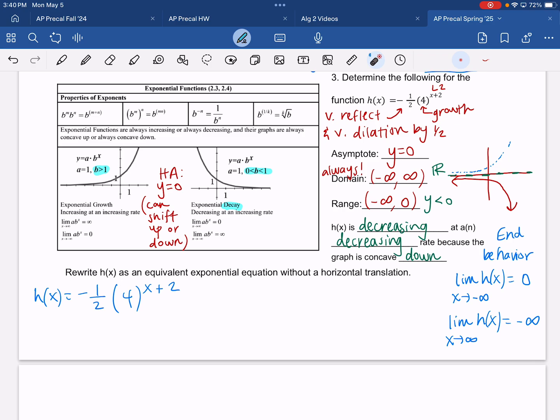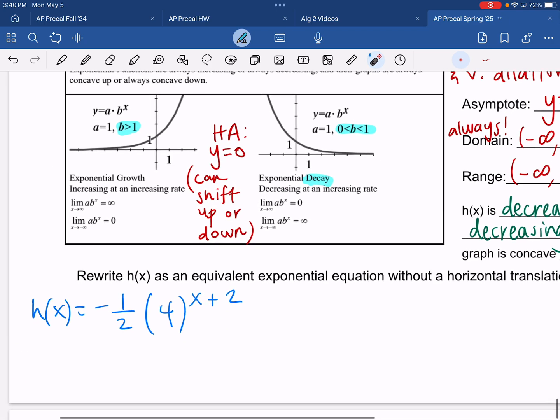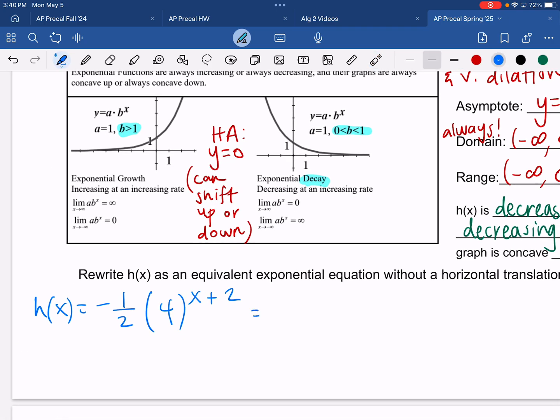So typically, we use exponent rules in order to simplify and combine two separate terms. But technically, I could use this first rule here that states if you have a common base and your exponents have addition in them, I could separate it into two of the same base and separate those exponents out. So let's go backwards and say the negative 1/2 is still there. And then I'm going to separate the x plus 2 into 4 to the x and 4 squared.